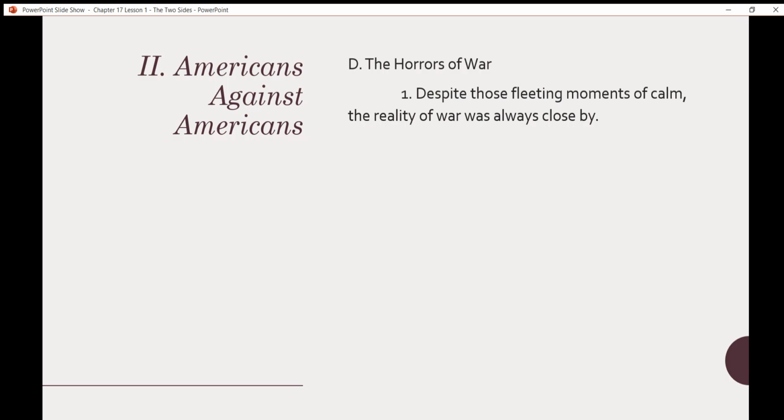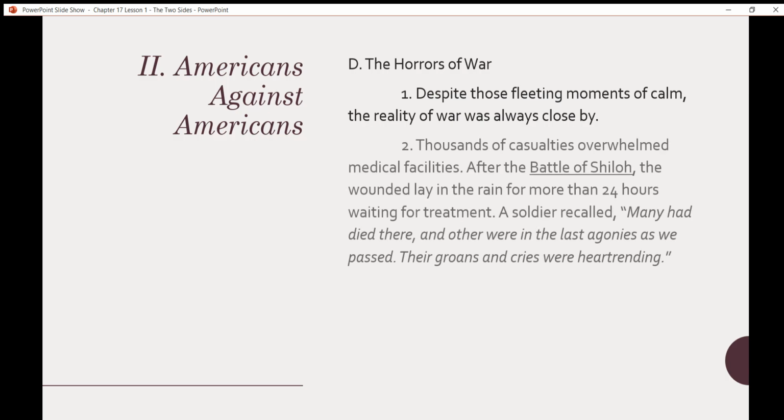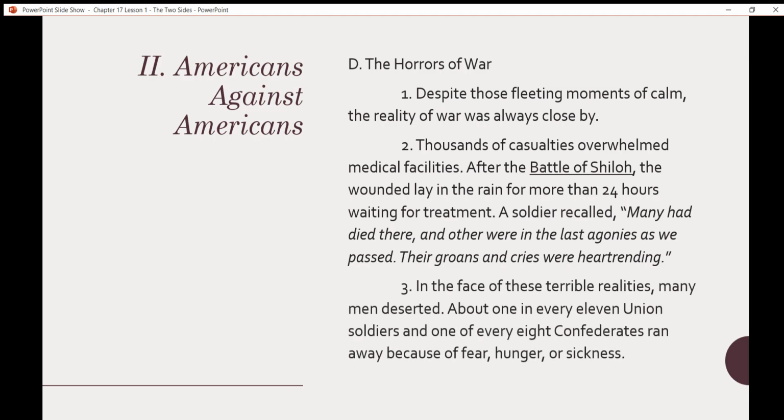The horrors of war. Despite those fleeting moments of calmness between both sides, the reality of war was always close by. Thousands of casualties overwhelmed medical facilities. After the famous Battle of Shiloh, the wounded lay in the rain for more than 24 hours waiting for treatment. A soldier recalled in a short quote, he put, "Many had died there, and others were in the last agonies as we passed. Their groans and cries were heartrending." In the face of these terrible realities, many men deserted. About 1 in every 11 Union soldiers and about 1 in every 8 Confederates ran away because of fear, hunger, or sickness.